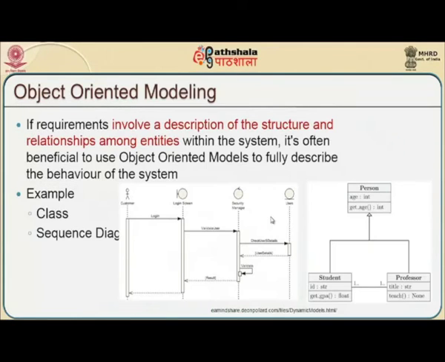I have one other model, which is called the object oriented model, where the requirements involve a description of the structure and relationships among entities within the system. It is often beneficial to use object oriented models to fully describe the behavior of the system. Why? Because it has its classes, its inheritance, its sequences, all that follows. So the two separate representations that I have shown are a sequence diagram and a class diagram.